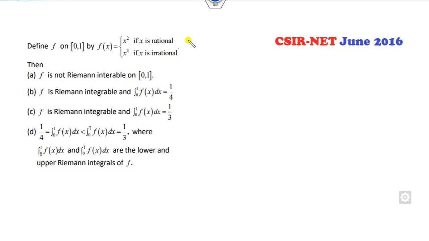Okay, very simple. You can see the function f is continuous at... what is the meaning of continuous? The left-hand limit and the right-hand limit must be the same. So when will it be the same? Only when x is 0. So it means the function is continuous only at the point x equal to 0.